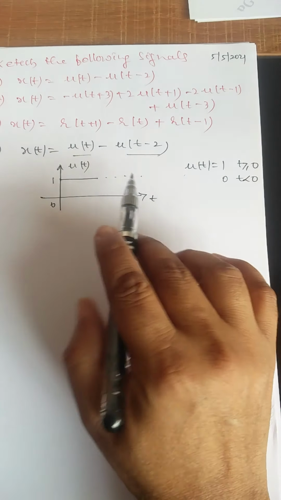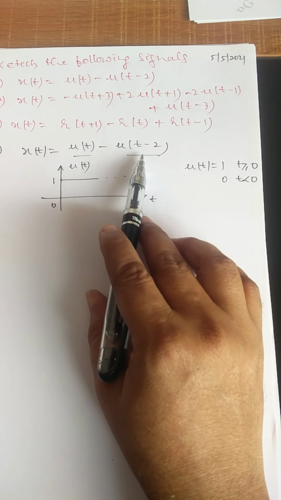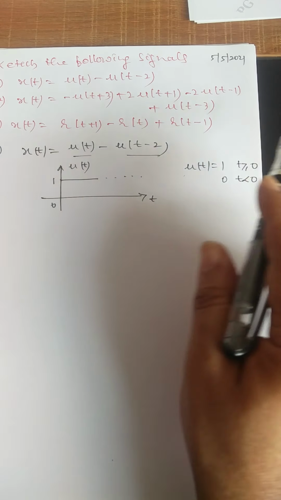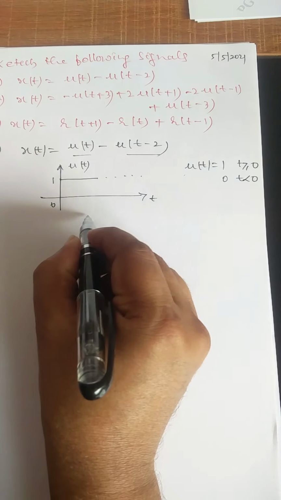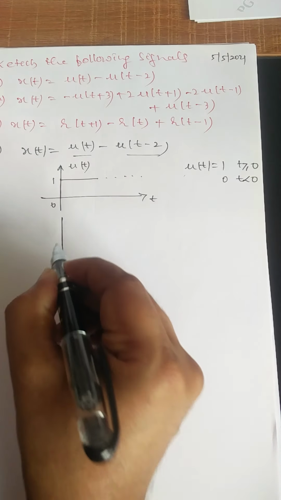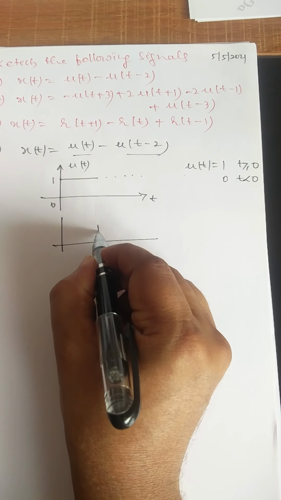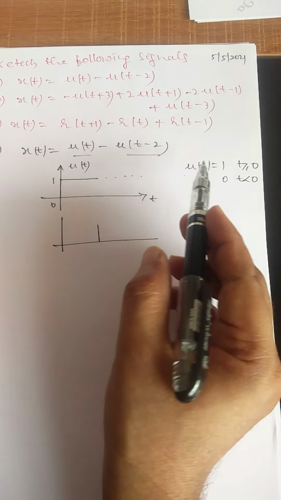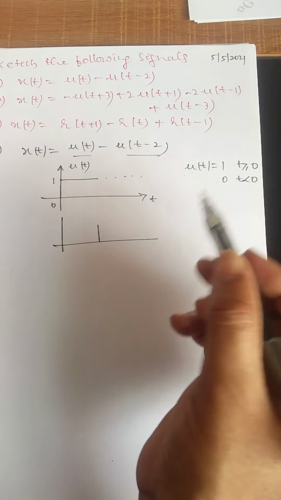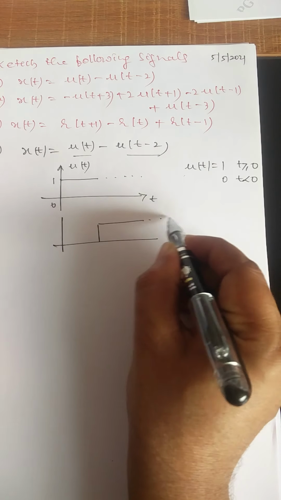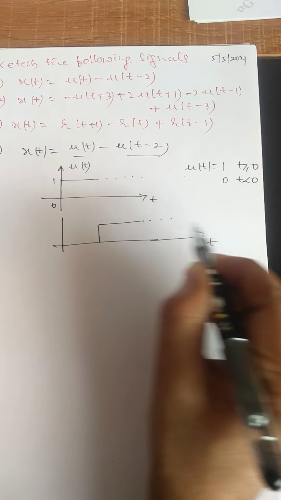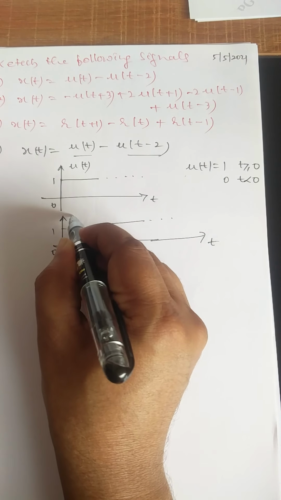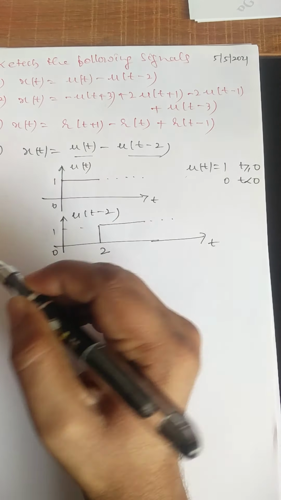What is u of t minus 2? Here we should apply the shifting operation. u of t is shifted to the right hand side by 2 units. That is, u of t is starting from 0. When I shift it to the right hand side by 2 units, what is there at 0 comes at 2. Okay, it goes like this. Okay, this is t. This is the u of t minus 2.